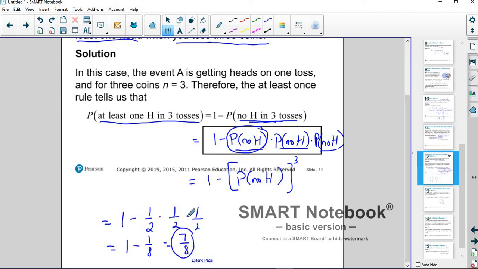And so the probability that you get at least 1 head in 3 tosses is 7 out of 8. And that makes sense because the only way that you wouldn't is if you got 3 tails in a row, and the probability of that is 1 out of 8. And 1 minus 1/8 is 7/8. Okay? So that's the way we look at it. That's the way we work it.